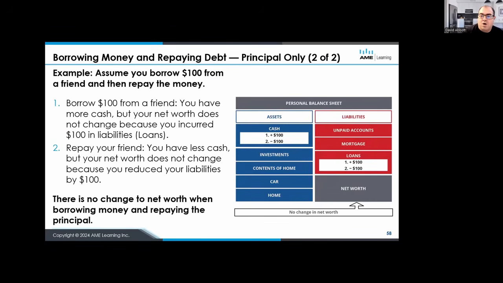So assume that you borrow $100 from a friend and then repay the money. Borrow $100 from a friend. You have more cash, but your net worth does not change because you've incurred a liability, which is the loan. And so that's number one there we see. And then when you repay your friend, you will have less cash, but your net worth doesn't change because you've reduced your liability by $100. So there is no change in net worth when borrowing money and repaying the principal.